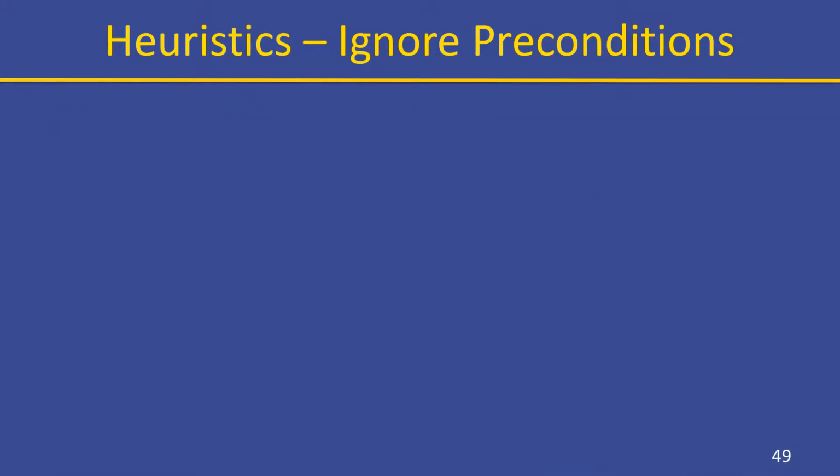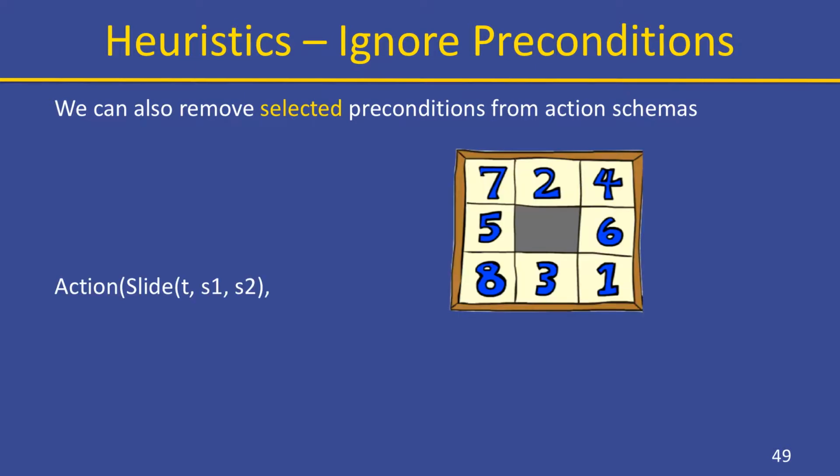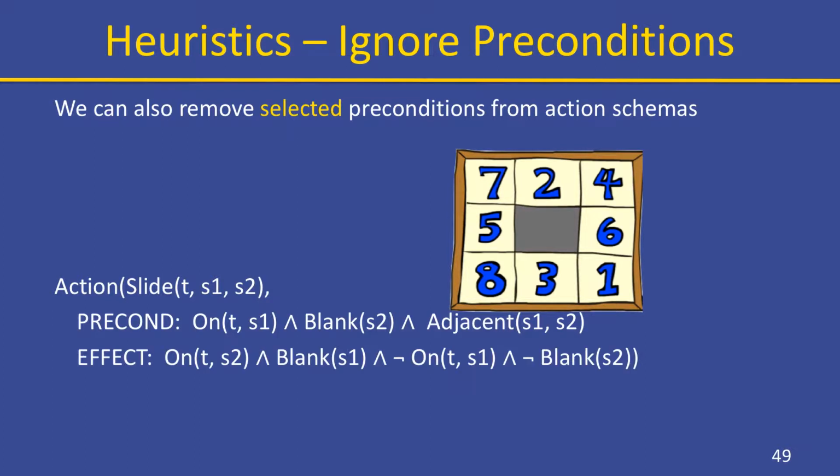Now, instead of ignoring all the preconditions, we can choose to remove selected preconditions from the action schemas. So going back to our sliding puzzle, instead of removing all the preconditions, we can simply remove the blank S2 precondition. So what do we get if we do that? If we ignore the blank S2 precondition, we get our Manhattan distance heuristic.